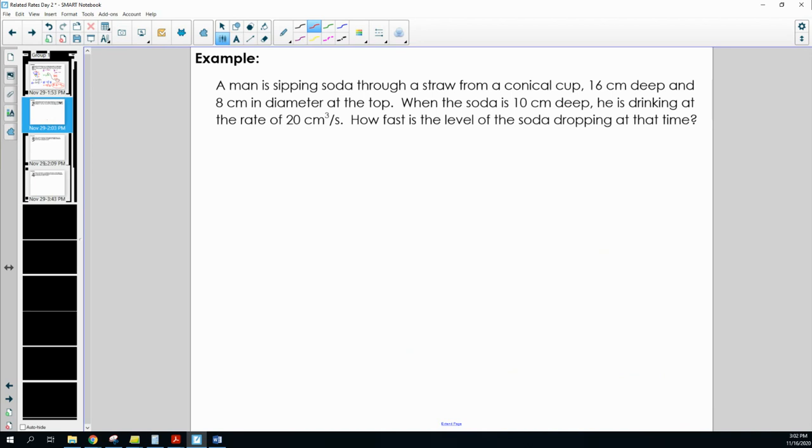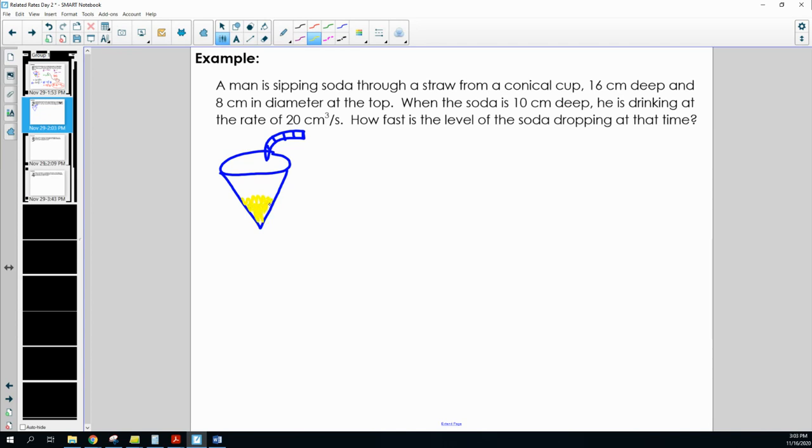Okay, so let's look at another type of problem that's similar to that one, another cone problem. The AP test, they like cones a lot. So it's very possible you'll see a cone question on the AP exam. A man is sipping soda through a straw from a conical cup. So again, same shape. We have this cone, and then he's got this nice little straw. I know, you're welcome for my artistry. There's my little straw. And then there's some soda in here, so I'm just going to fill that up with some soda.